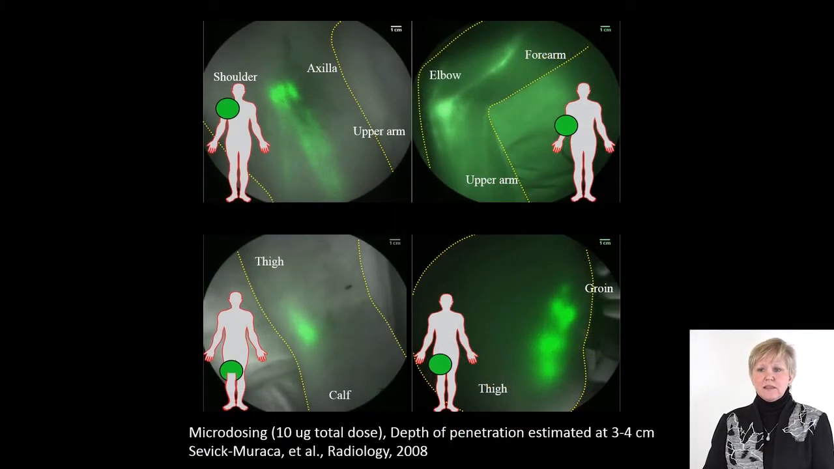We see that this ICG will move through all the draining lymph node beds, whether in the groin, in the elbow, in the axilla, in the thigh, and everybody has lymph nodes in different locations. So this is a way to actually probe where your lymph nodes are. And again, we can do this non-invasively, so you don't have to open a person up.